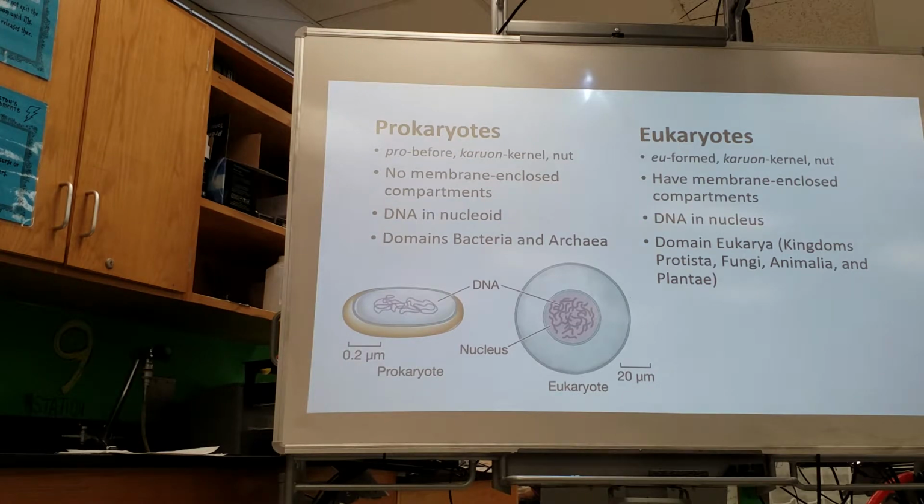So prokaryotes have no nuclei. They have a nucleoid, which is just an area where their DNA hangs out. It's not separated from anything else. They're usually much smaller. Eukaryotes are much bigger. We have more DNA, more chromosomes, bigger space, more organelles. We're just more complicated.